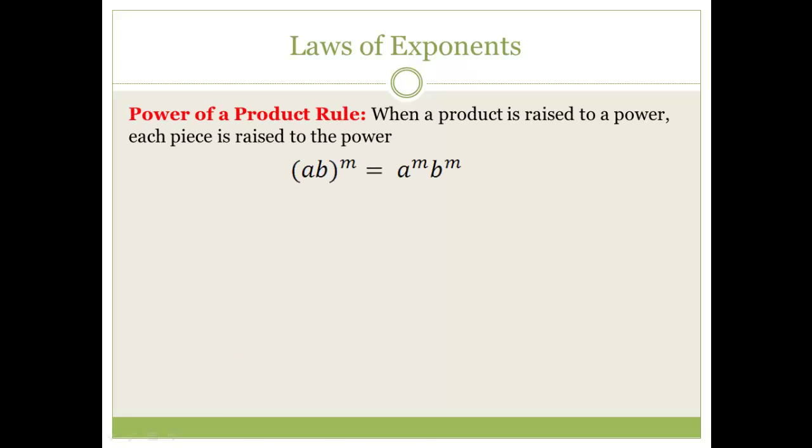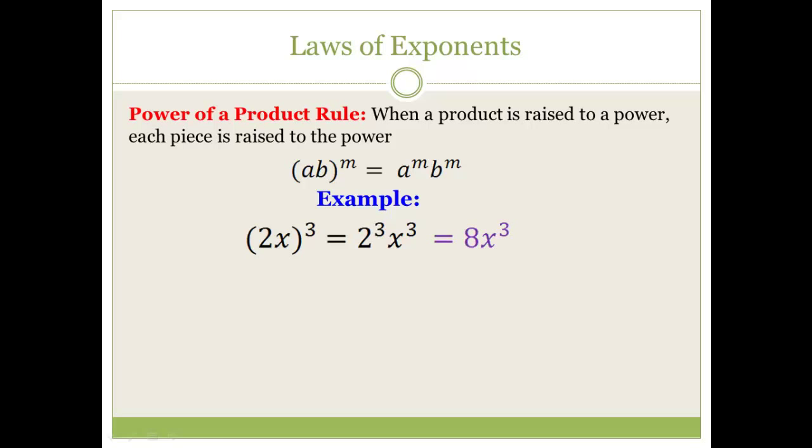The power of a product rule states that when a product is raised to a power, each piece is raised to that power. For example, given the quantity of 2x to the third power, we know that the 2 and the x in the parentheses are being multiplied, so we can raise both of them to the third power. We get 2 to the third times x to the third, which can be simplified to 8x to the third power.